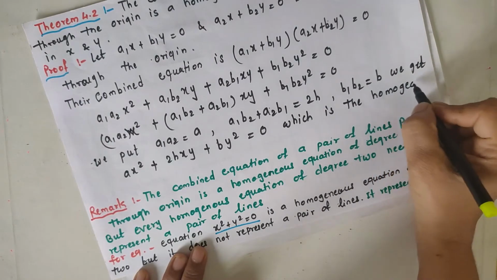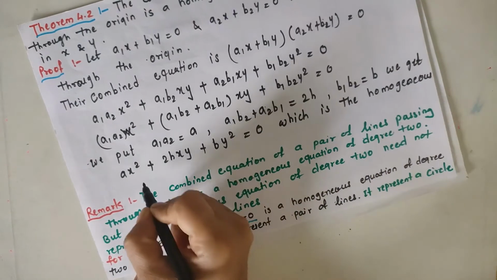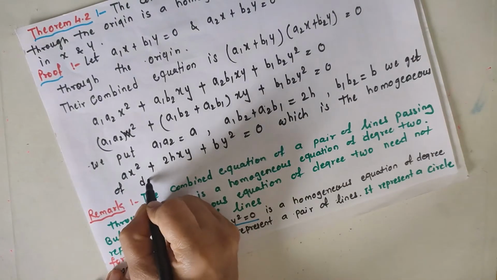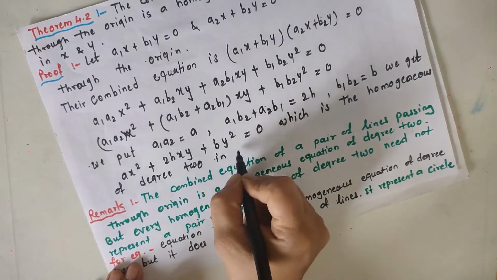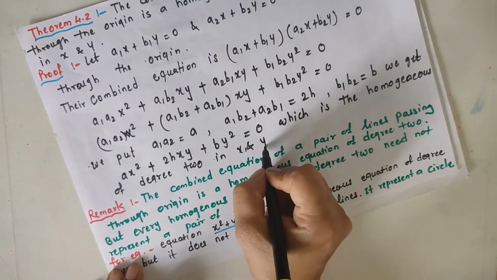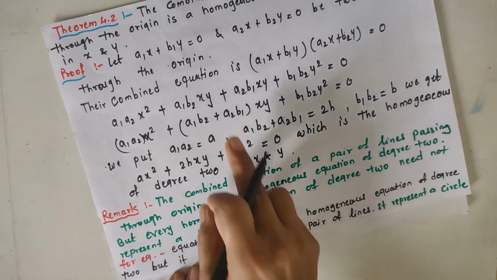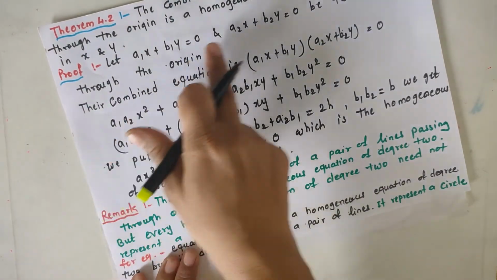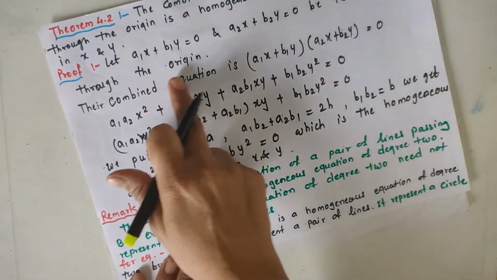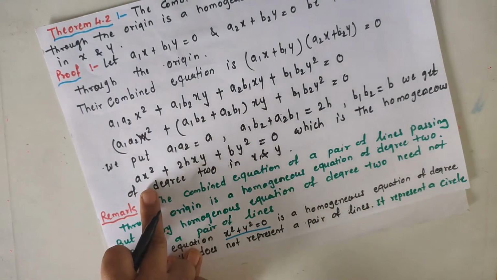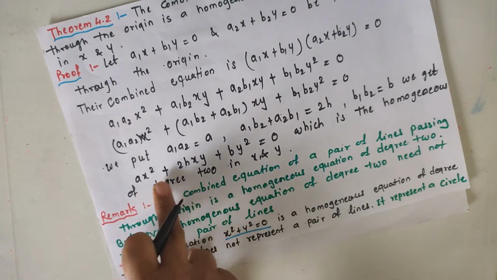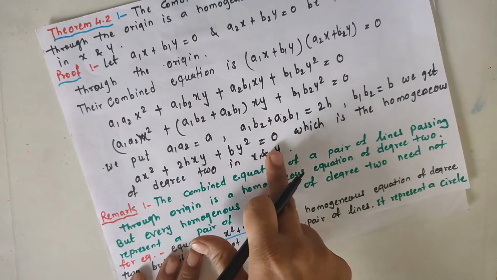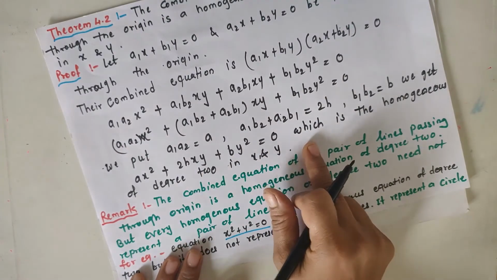Homogeneous equation of degree 2 in x and y. This shows that the combined equation of two lines passing through the origin is represented by the homogeneous equation of degree 2, that is ax square plus 2hxy plus by square is equal to 0.